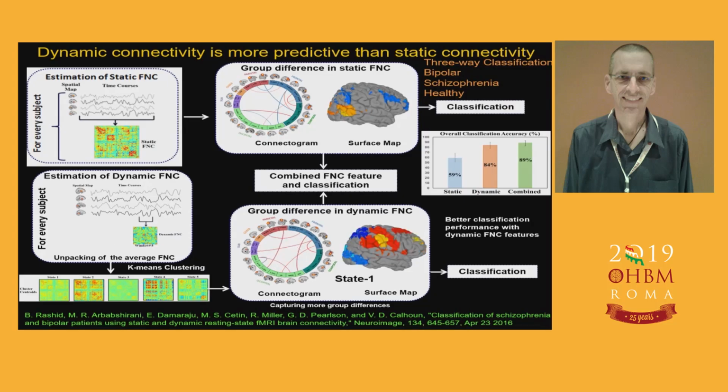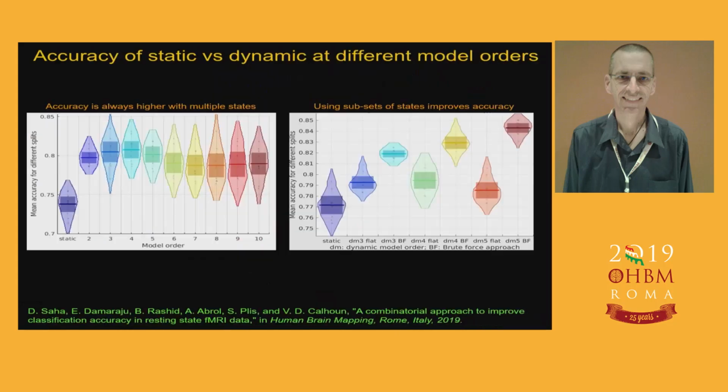Here, we've looked across a lot of different studies now and found almost across the board that dynamic connectivity is more predictive if you're using a cross-validated classification framework than is static connectivity. Here we have a 3-way classification, bipolar, schizophrenia, healthy control, and we're comparing a static analysis to a dynamic analysis. The classification for static is 60%, which is not bad because chance would be 33% here. But the dynamic analysis was 84%, and combining the two was close to 90%.